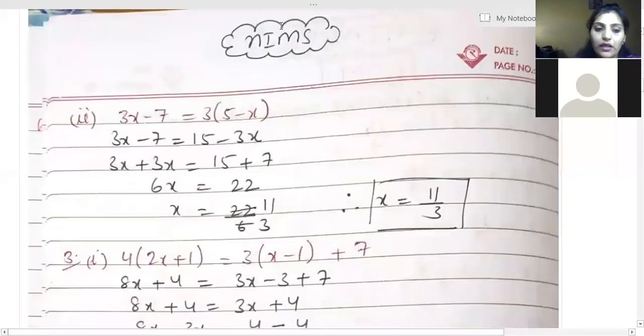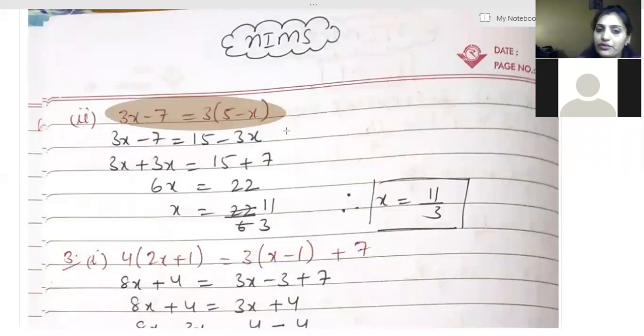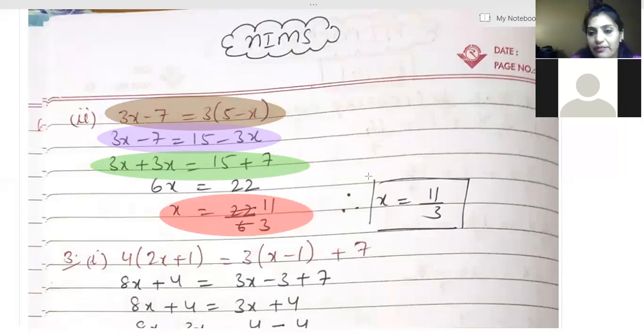Now the next part, second part of this question. 3x minus 7 is equal to 3 into 5 minus x. What you have to do, the trick is, 3 is outside this bracket, so 3 will get multiplied with 5 as well as with minus x. So I'll be getting 3x minus 7 is equal to 15 minus 3x. I have to collect the x terms on one side, so I prefer collecting them on the left hand side. So I get 3x plus 3x is equal to 15 plus 7. So in the end, I am getting 6x is equal to 22. So x comes out to be equal to 11 by 3.